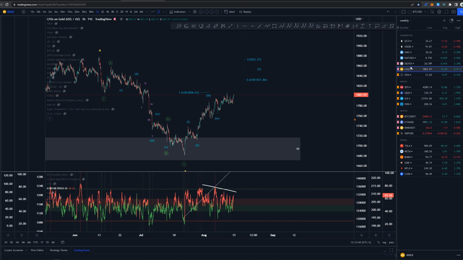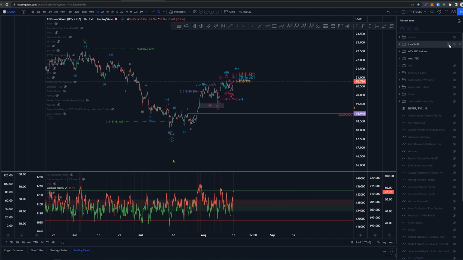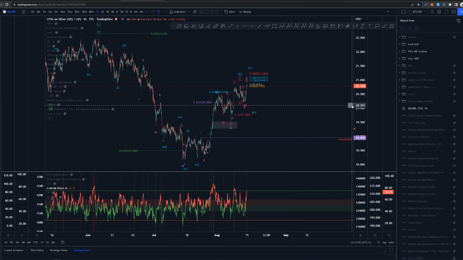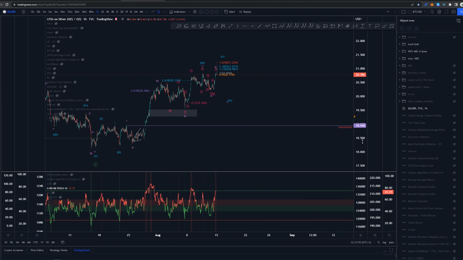Let's take a look at the next asset, which would be silver. On silver, I don't think we had any higher time frame invalidation, so let's get right into these local structures here.